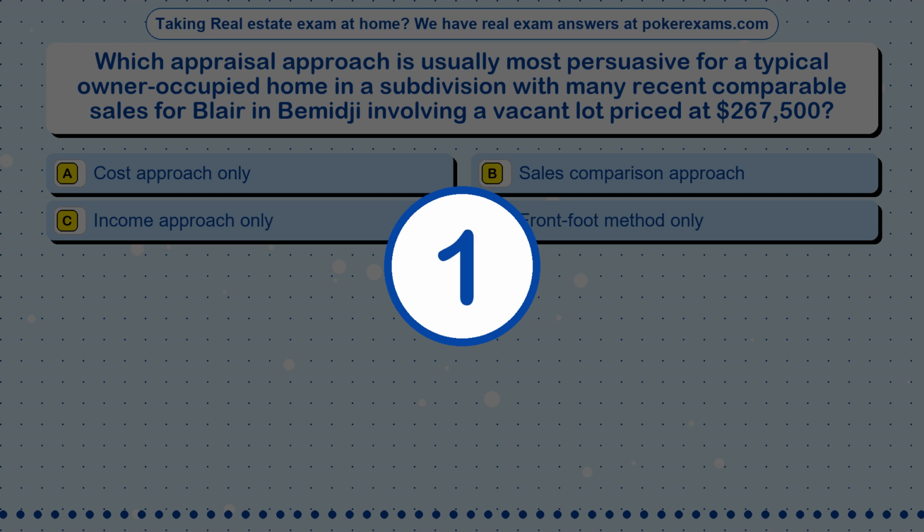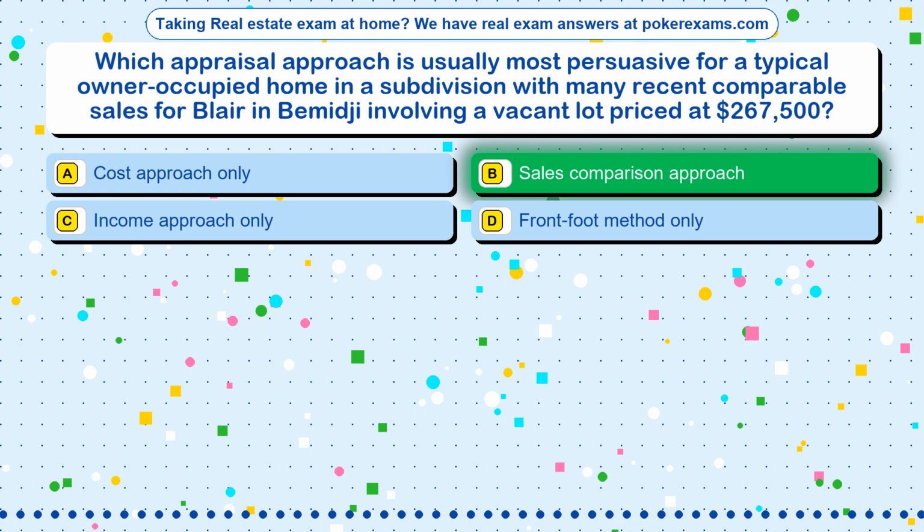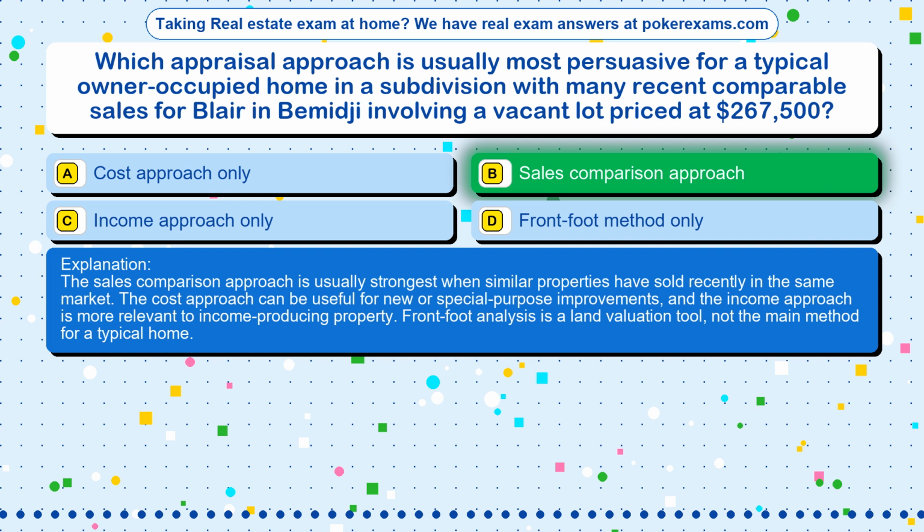The correct answer is option B. Sales comparison approach. The sales comparison approach is usually strongest when similar properties have sold recently in the same market. The cost approach can be useful for new or special purpose improvements, and the income approach is more relevant to income-producing property. Front foot analysis is a land valuation tool, not the main method for a typical home.